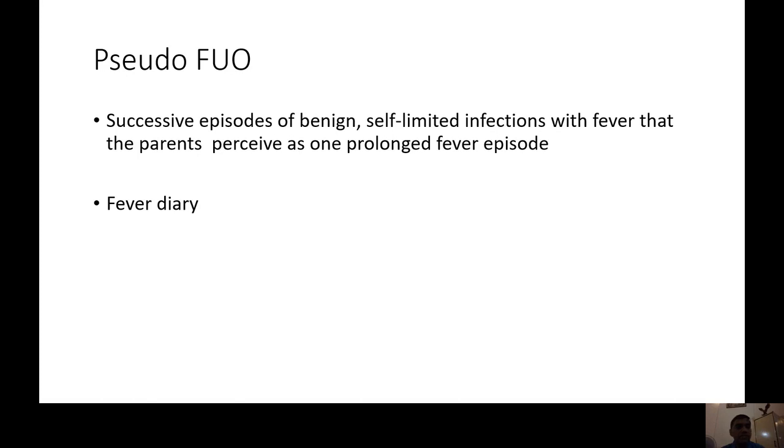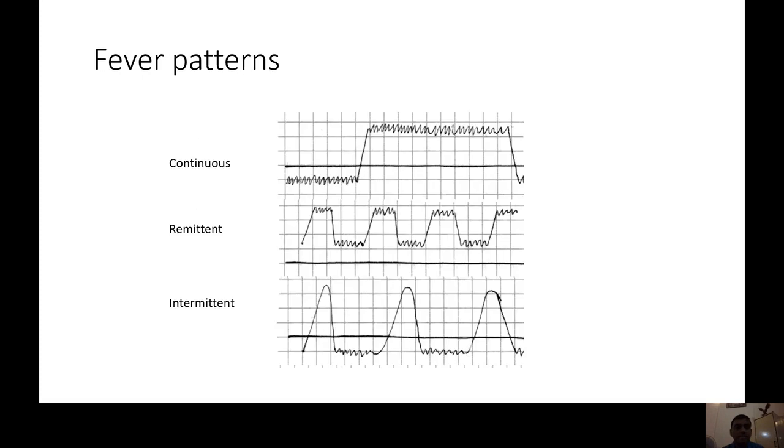So a fever diary is very important in these sorts of scenarios. If we ask the parent to document the temperature maybe every 6 hourly, then you can easily see this pattern where you have 3 episodes of 3 days of fever, then the child is well for about 4 days, and again fever appears after that period, and again settles like that. So these are some of the common fever patterns you might identify.